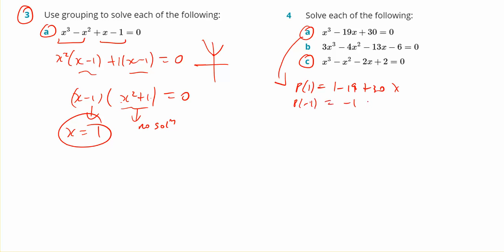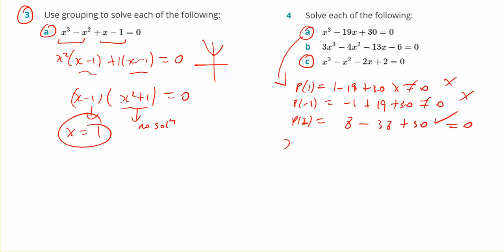Negative 1 plus 19 plus 30 does not equal 0, so it's not going to work. P of 2: 8 minus 19 times 2 is 38, so minus 38 plus 30. Yes, it works. This does equal 0, so x minus 2 must be a factor. Because if P of 2 equals 0, then x minus 2 must be a factor.